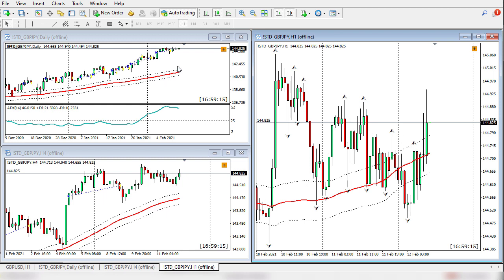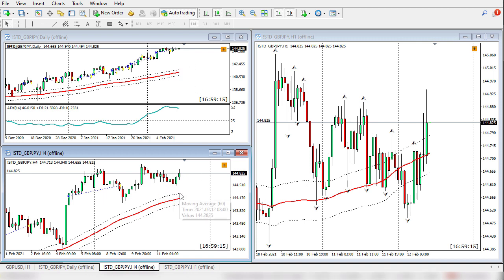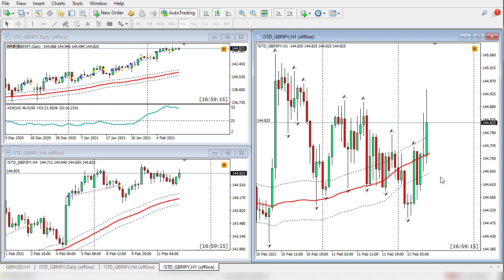So as you can see with this example, price is trading above this 360 period simple moving average, and it's also trading above it on the 4 hour time frame, meaning that the direction of our trend is up. Now on the 1 hour time frame, first we want to see a candlestick close above the 360 period simple moving average, which is exactly what we have here.